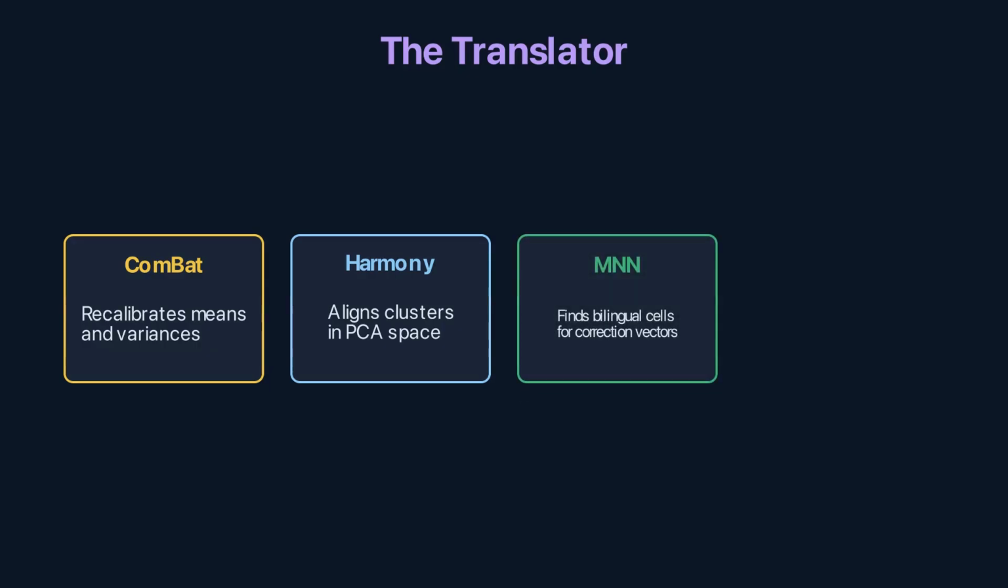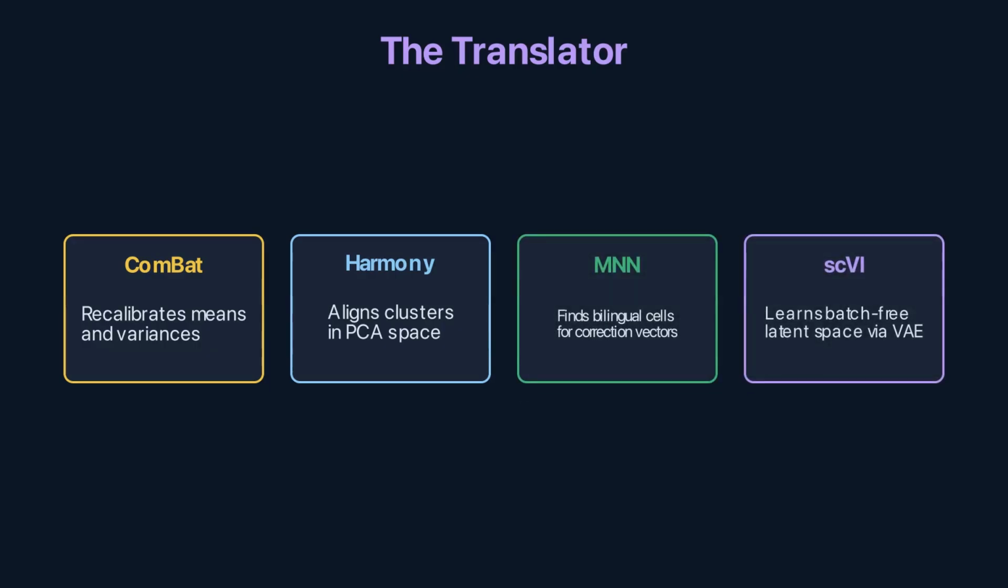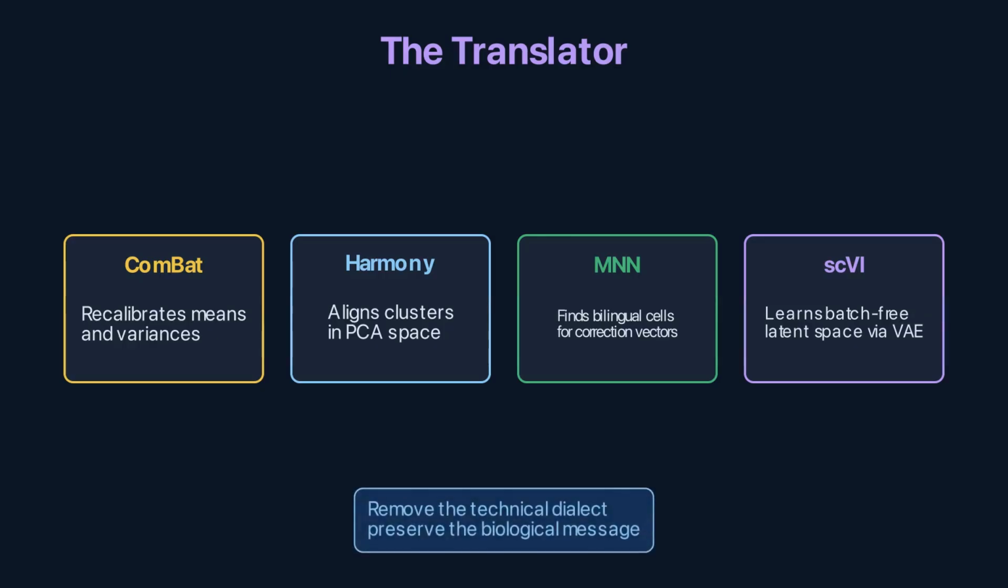Harmony iteratively aligns clusters in PCA space, the workhorse for single-cell RNA-seq. MNN finds bilingual cells to define correction vectors. scVI learns a batch-free latent space through the generative model. The translator removes the technical dialect while preserving the biological message.